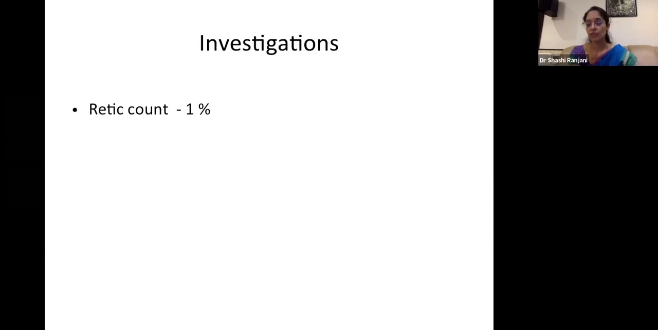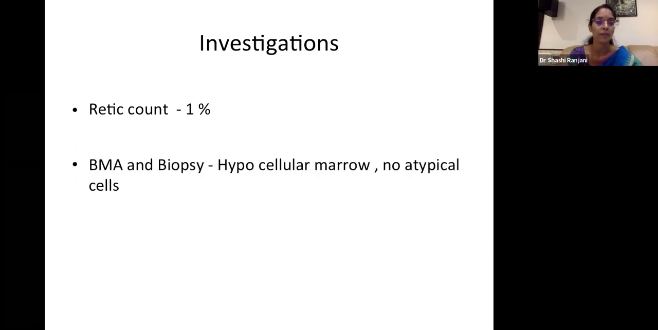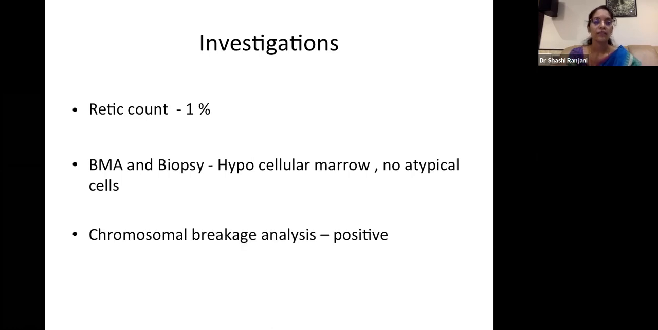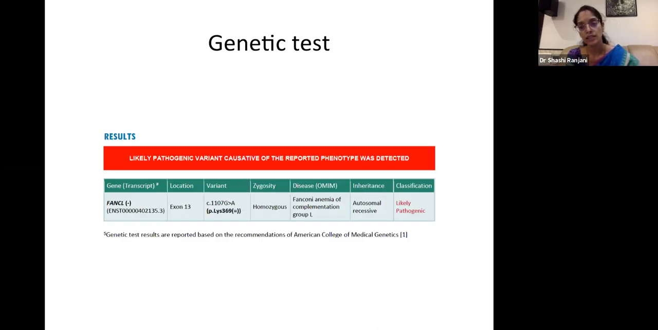So we did the retic count, which is 1. Even without calculating the corrected retic count, one can say that a retic count of 1 for a hemoglobin of 1.6 is extremely low, which means the bone marrow is not producing any RBCs, and this is most likely a case of inherited bone marrow failure syndrome. So we did the bone marrow aspiration and biopsy, which confirmed a hypocellular marrow. And then we went ahead, did the chromosomal breakage analysis, and that was positive. So this child actually turned out to be Fanconi's anemia.